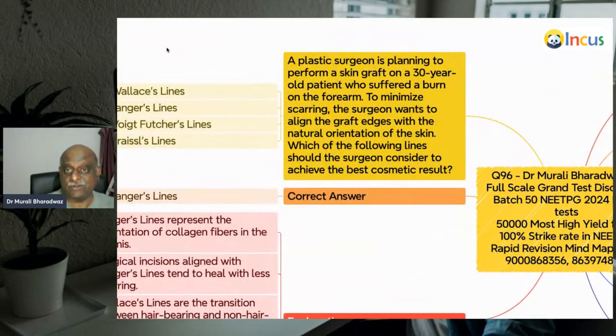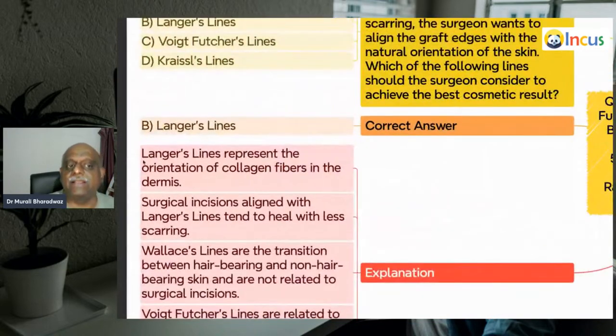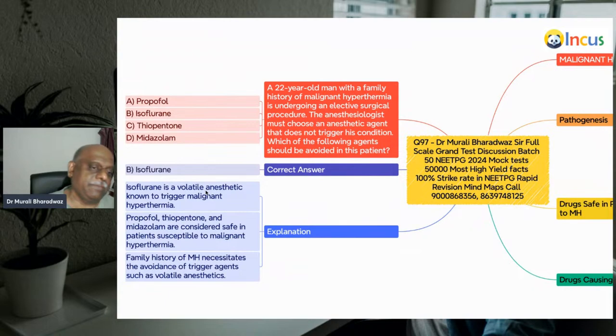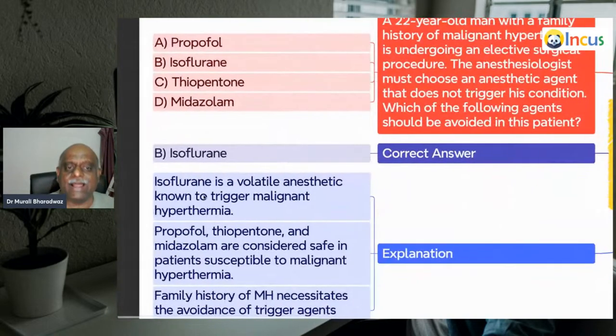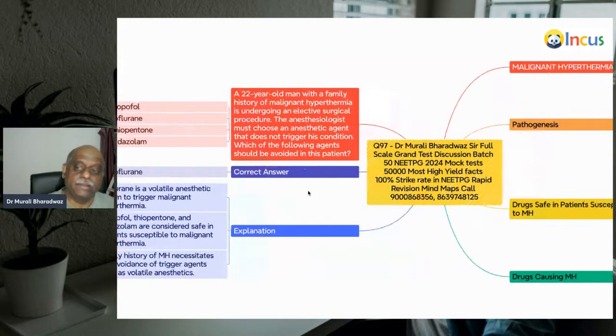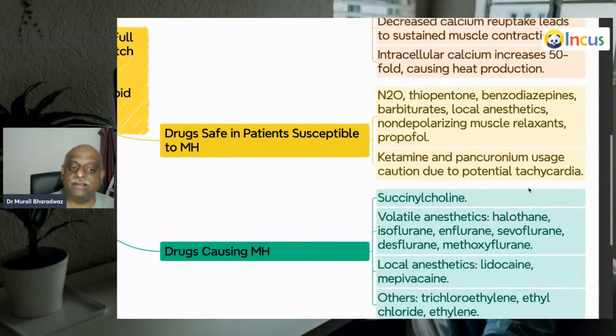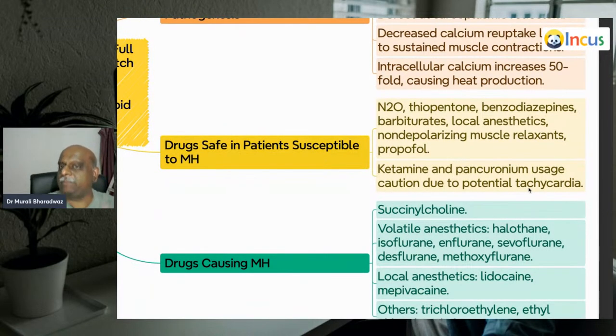A plastic surgeon is planning to perform a skin graft. To minimize skin scarring, what should he respect? Langer's lines represent the variation of the collagen fibers in the dermis is what you need to remember. 22-year-old with a history of malignant hyperthermia. Don't give isoflurane, which is a volatile anesthetic known to trigger malignant hyperthermia. So what drugs are safe and unsafe, doctor? Nitrous oxide, thiopentone, benzodiazepines, barbiturates, local anesthetics, non-depolarizing muscle relaxants, propofol. They are the ones. Ketamine and pancuronium usage, you need to be careful because of potential tachycardia.